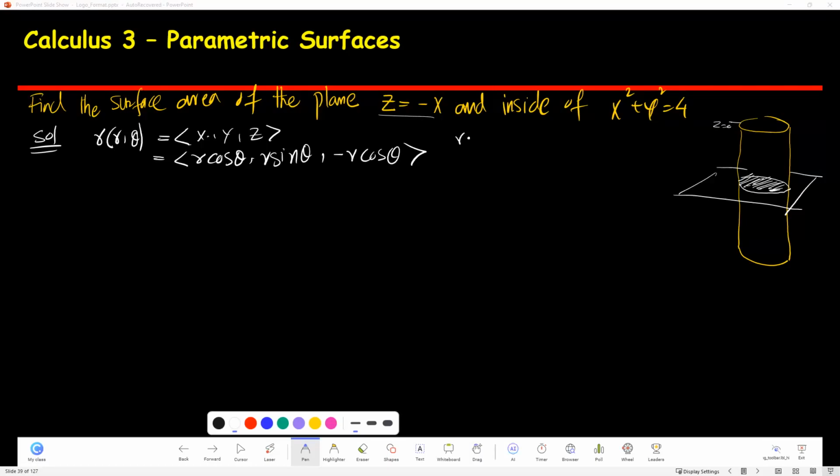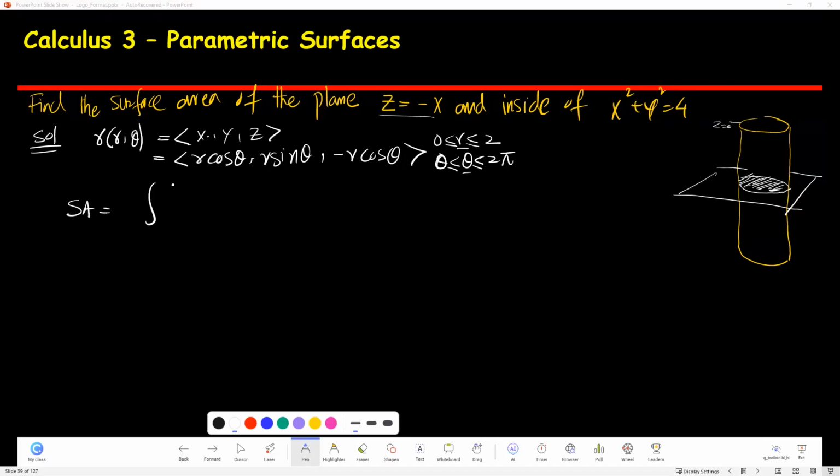Here r is going from 0 to 2, theta is going from 0 to 2 pi. These are the two limits of two variables. Sometimes I have a u variable, v variable, or x, y variable. Now this equation, because it's a cylindrical coordinate, so I have r and theta.